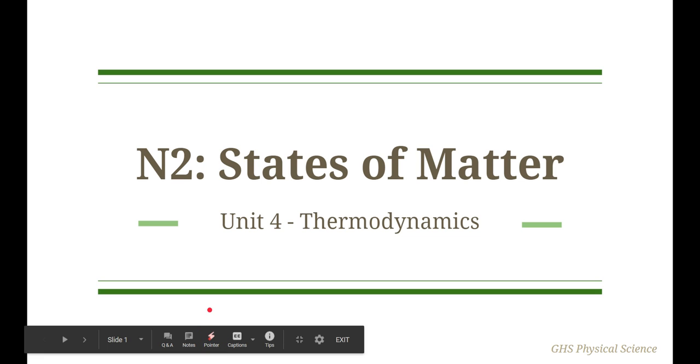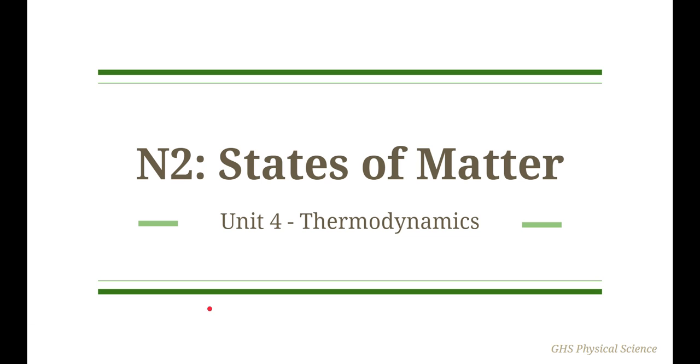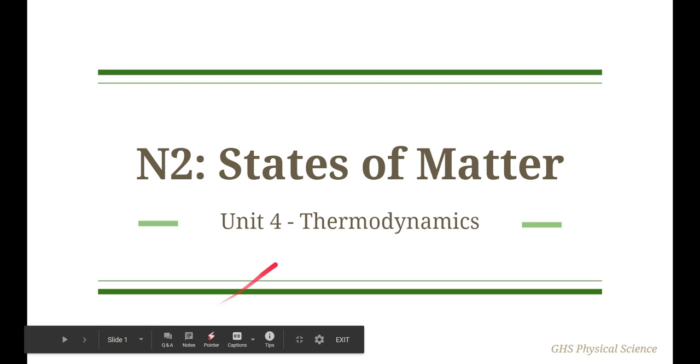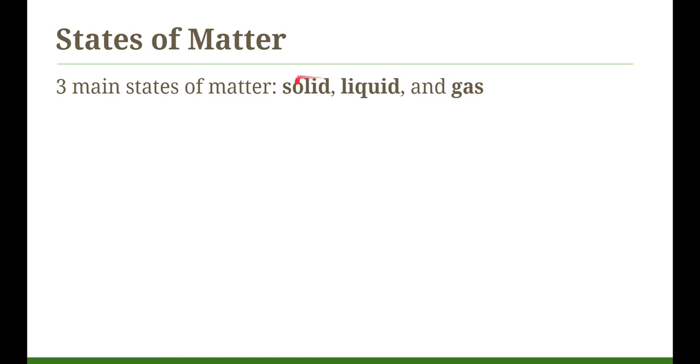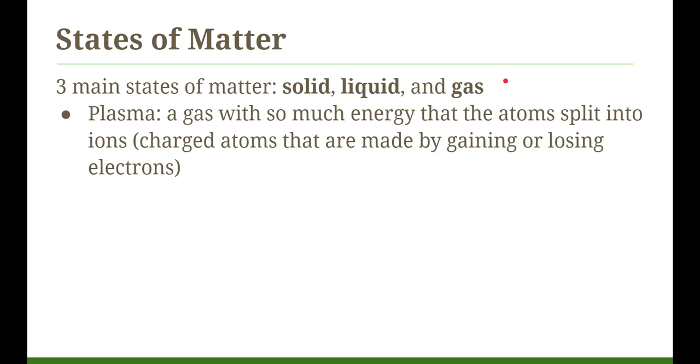So these are the second notes of Unit 4, which you can find on page 6 of your virtual packet, and it's about states of matter. There are three main states of matter: solid, liquid, and gas. These are the first words that you can write to fill in your notes. Then there's also a fourth state of matter, which is called plasma.